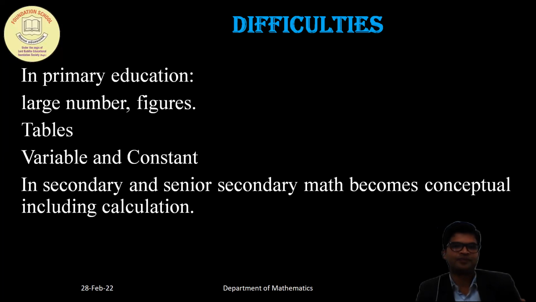So at those points, on the basis of memory, we should focus on the writing content. As we grow in class, from primary to middle section to senior secondary, one of the difficulties is the variable and the constant. Why do we always assume x, y, z, a, b, c? This is also a type of difficulty. In secondary and senior secondary, math becomes more conceptual. Obviously it includes the calculation part, but it becomes more conceptual. So we should focus on the concept rather than the calculation. If students don't understand the concept, they will not be able to solve those questions.